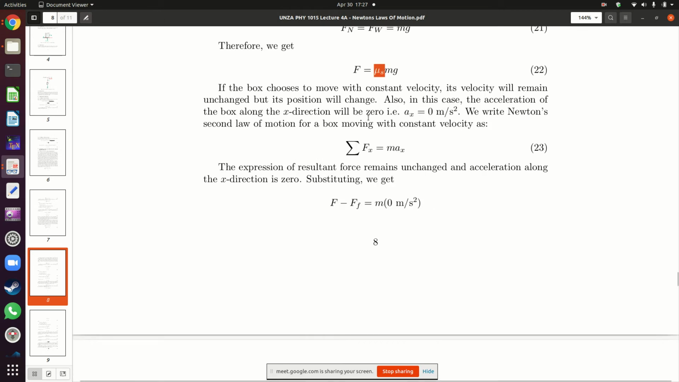So yes, there is a difference between static and kinetic. Static is the friction which a body has when it is at rest. So it doesn't mean that when something is not moving, there is no friction. No, friction is there.